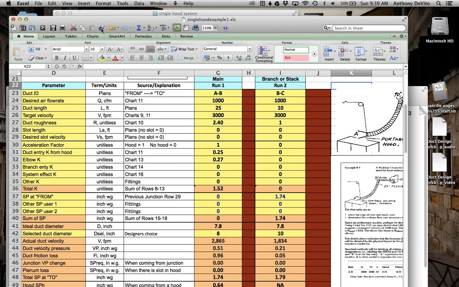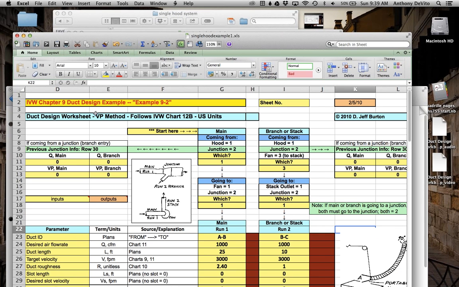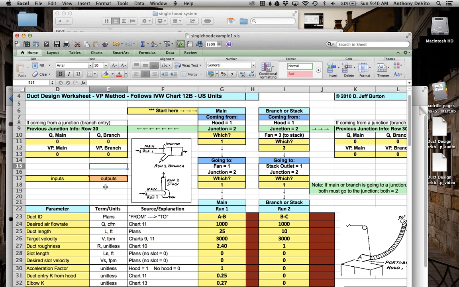Okay, here we go. Now the way that these charts work is we literally start from the point that says start here. This part over here is for situations where we're going to be coming from a previous junction into a new part of the system. We don't have that here. We have a single hood and a single system from a hood to a fan and up a stack. So in those situations, we're just going to use the two adjoining columns of this single spreadsheet. Now, if we have a more complicated system, we're going to be using these two and then creating another two for the next junction, another two for the next, and so on until we get to the exhaust stack.